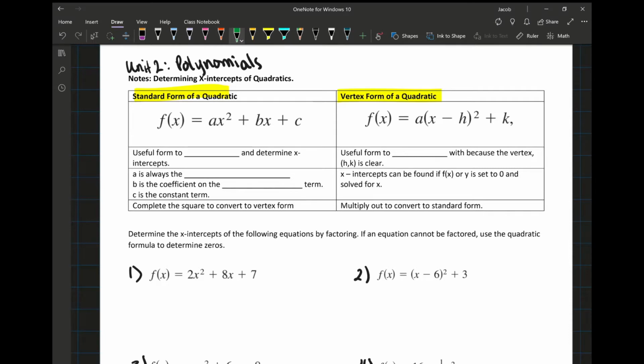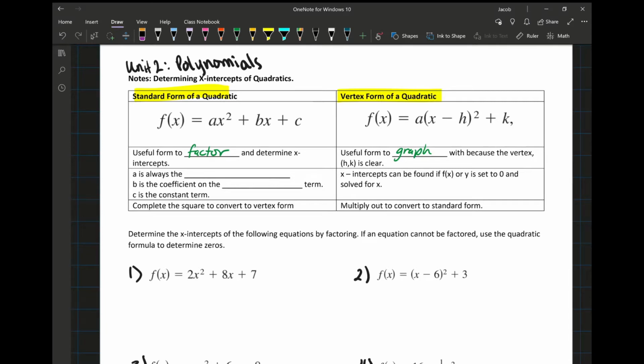The standard form over here on the left is a useful form to factor. We like to factor from this form. And then the vertex form is a useful form to graph. It's easy to see the transformations. It's easy to see the vertex. (h, k) is really easy. This is the vertex. The x and the y coordinates of the vertex are (h, k). So we'll be using that a little bit more.